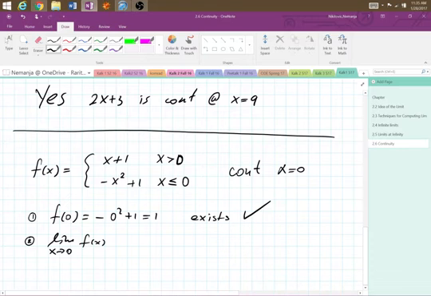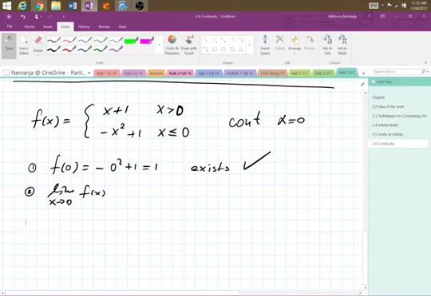The answer is yes, but how do you compute this? That's the one. You have to take it from the left and from the right because this is a piecewise function that is broken at this value. You have to use Theorem 2.2. I'll explain why later because we're going to run into a problem where it breaks.